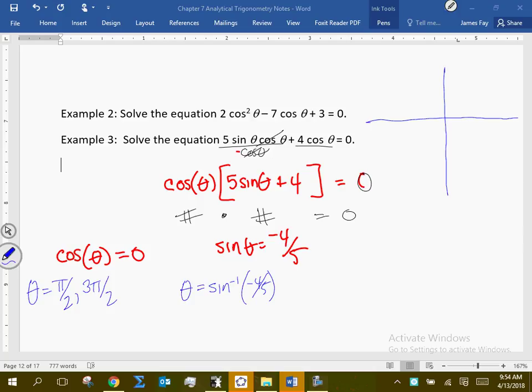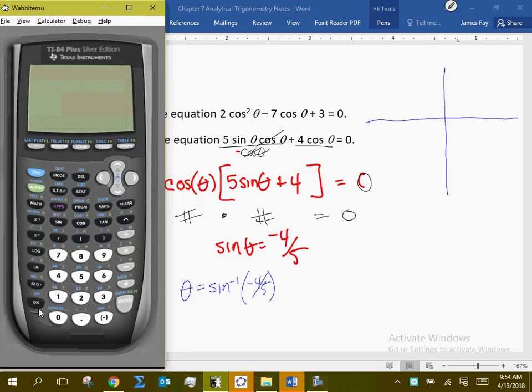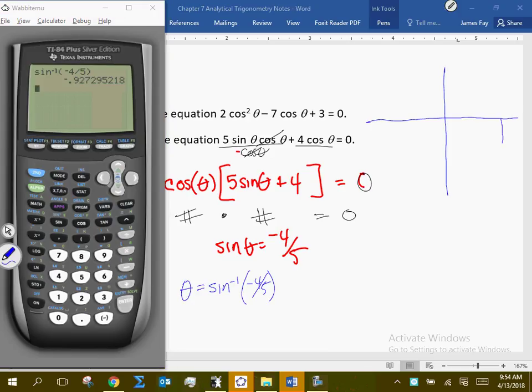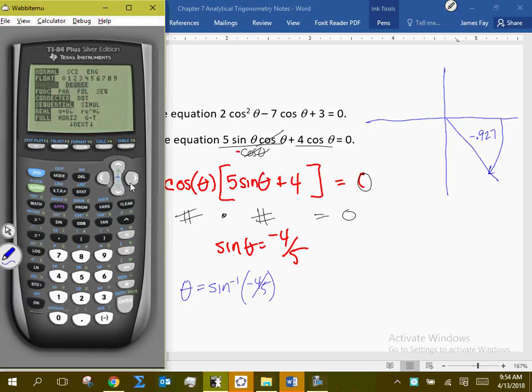Because sine inverse of negative 4/5, what's going to happen? We're going to do it in radians. The sine inverse of negative 4 divided by 5 gives me negative 0.927. So it's giving me something like this angle here. Negative 0.927. Okay. If I were in degrees, it would give you negative 53 degrees.